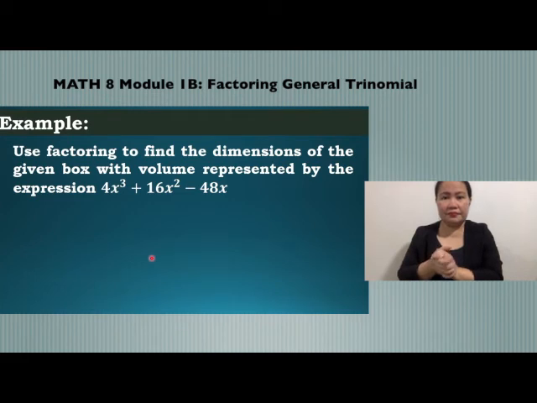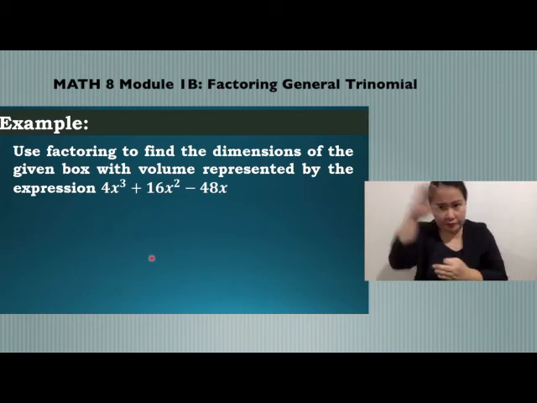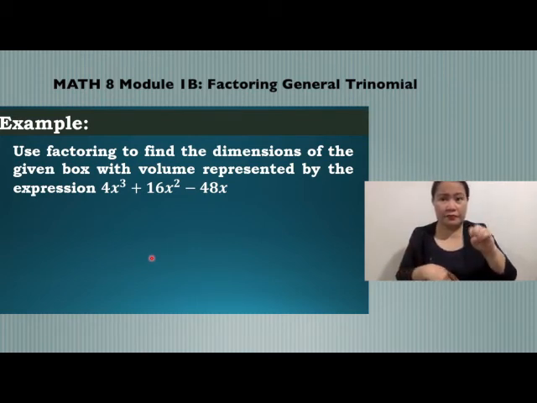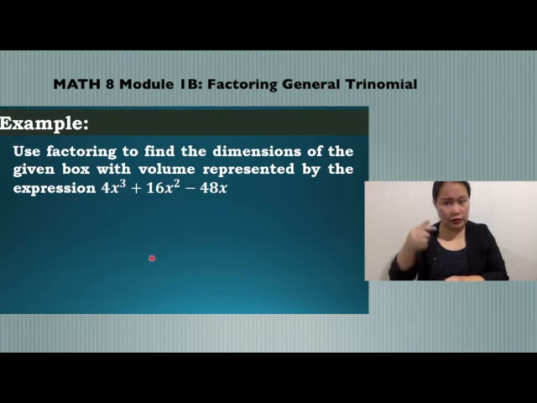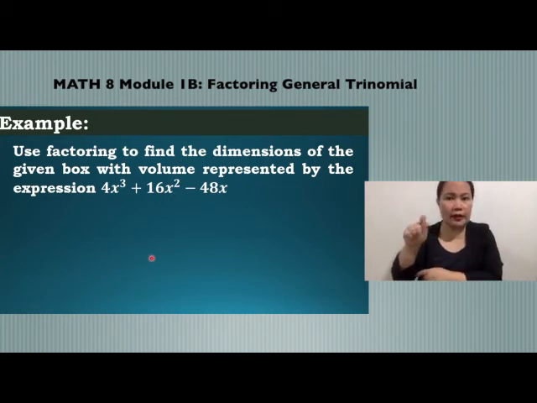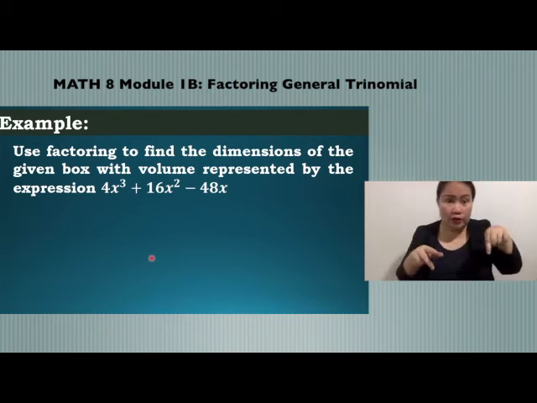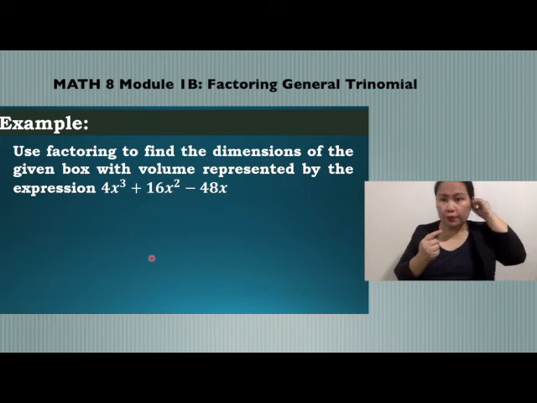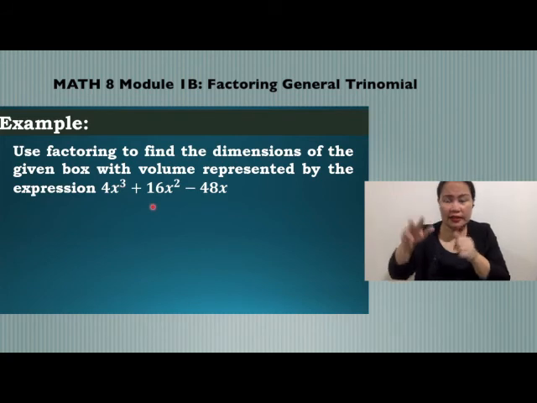Next, let us try to solve a problem. So, use factoring to find the dimensions of the given box with volume represented by the expression 4x cubed plus 16x squared minus 48x. So, unang-unang titingnan natin at mapapansin nyo that the given expression or trinomial is not a quadratic trinomial. Why? Because the highest degree is 3. So, alam naman natin that a quadratic trinomial must be on the second degree. So, kung mapapansin nyo, this is 3. So, this is not a quadratic trinomial.